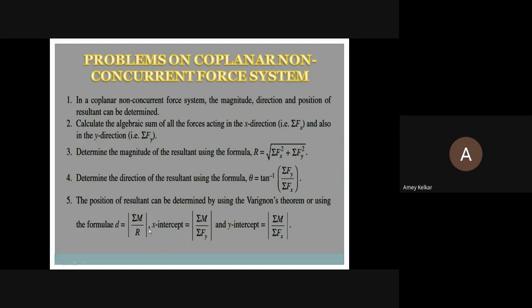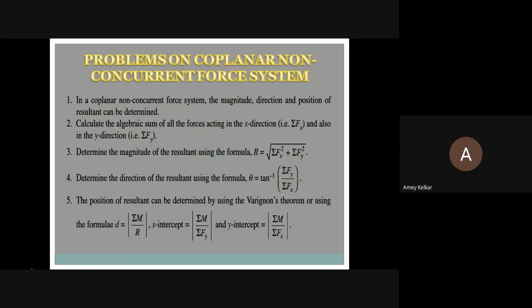These are the formulas. X-intercept means at what location the resultant is acting from the point under consideration in x direction. Y-intercept means at what point the resultant is acting from the point under consideration in y direction. And d is the perpendicular distance, the d distance which we have taken in your Varignon's theorem. This is the d distance. So now here, this is the reference sheet which you'll have to follow to solve the examples.